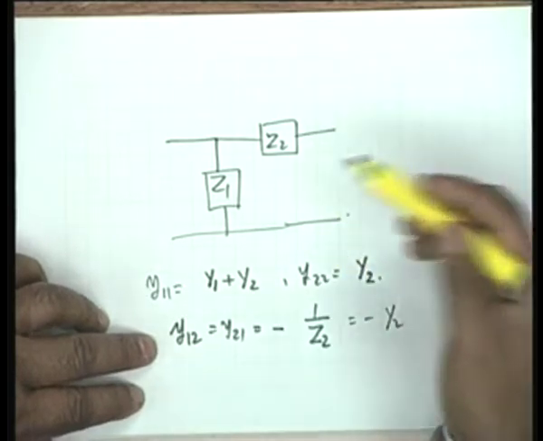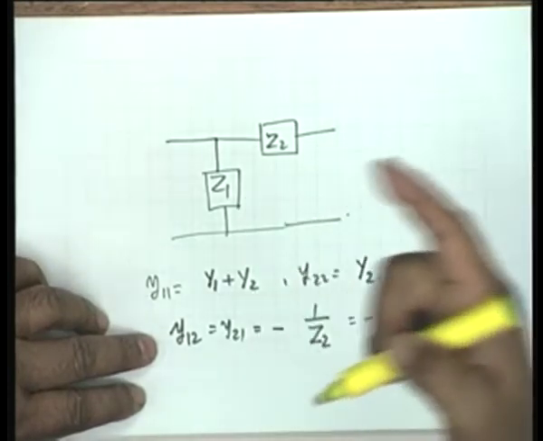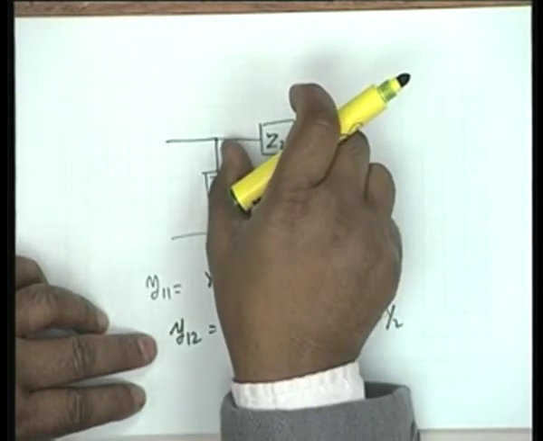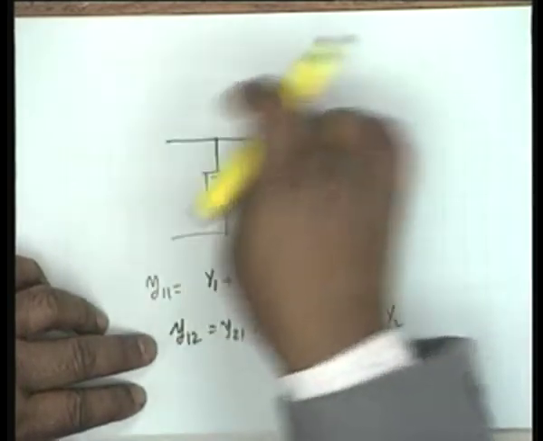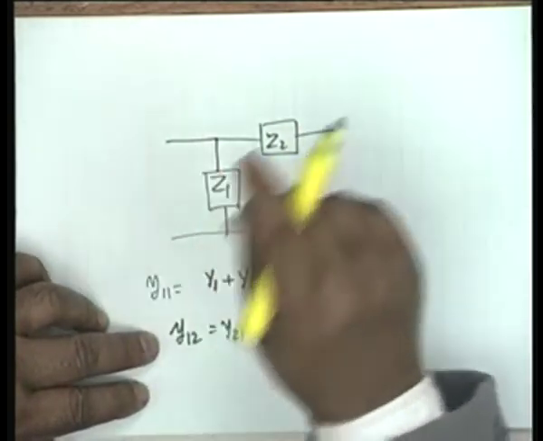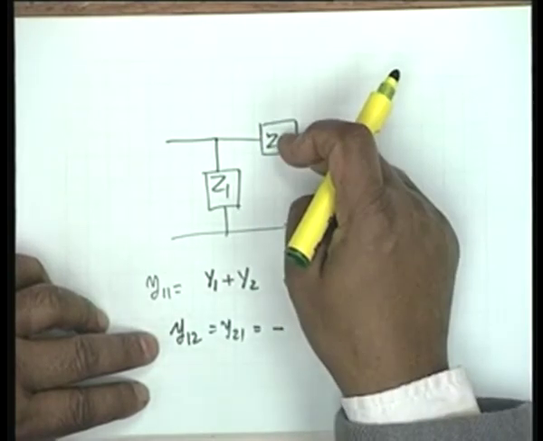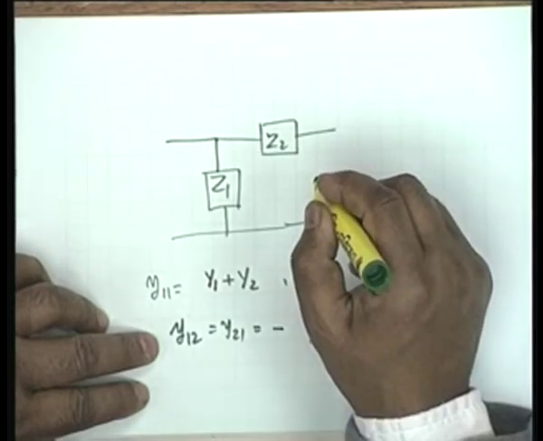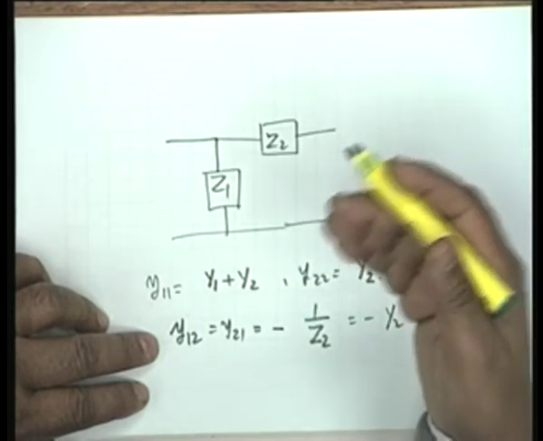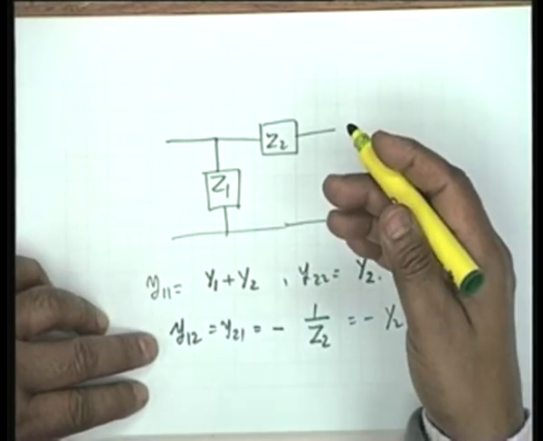You can calculate, you can also remember the pi equivalent circuit, that the bridging element between input and output is minus Y12, and therefore minus Y12 would be 1 by Z2. So Y12 is minus 1 by Z2. Agreed? If you remember these ways of looking into a 3-terminal network, you will see things will be very easy in future.